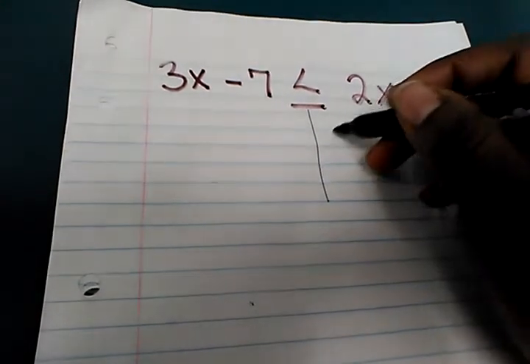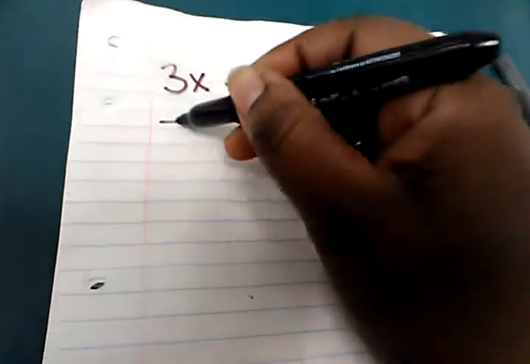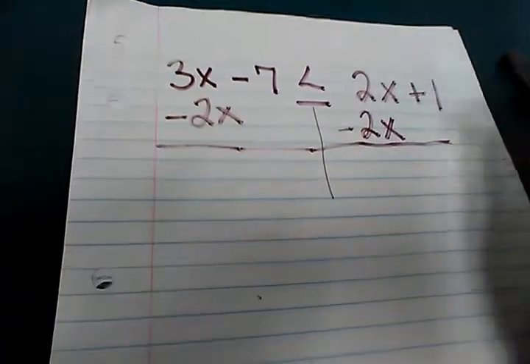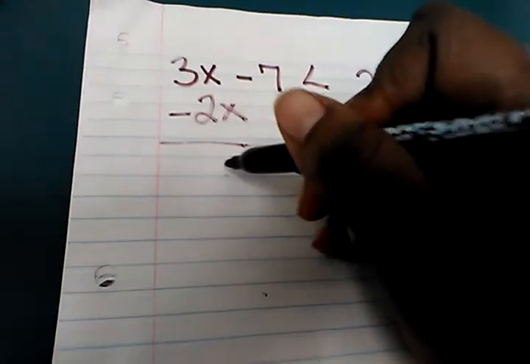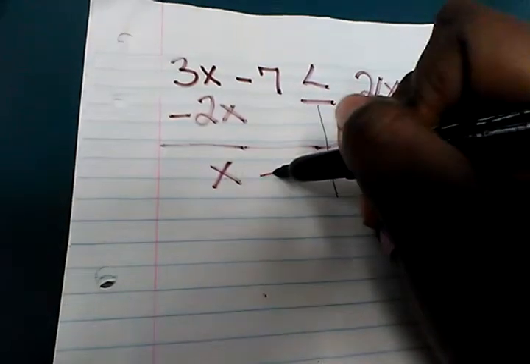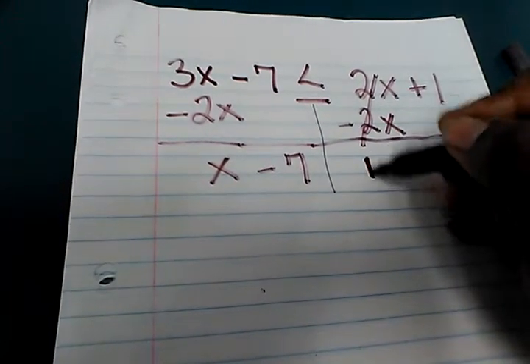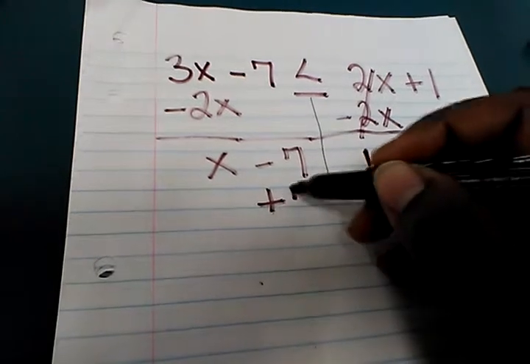I would subtract 2x from both sides. And of course, x's can always go with x's. That makes it cancel here. 3x minus 2x gives me x minus 7 left on this side. Over here, all we have is 1. Still not finished. We can add 7 to both sides.